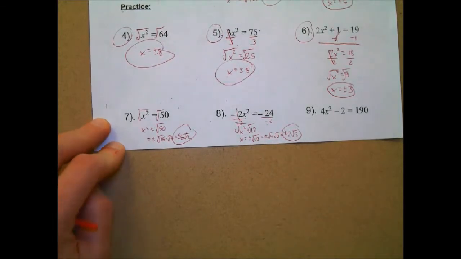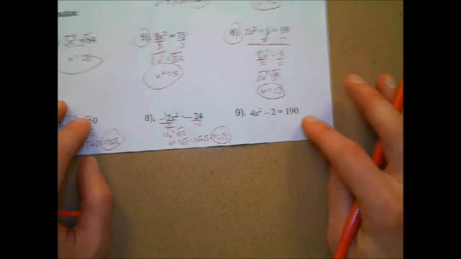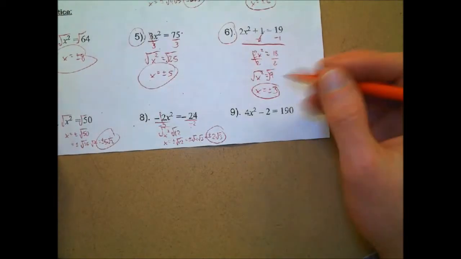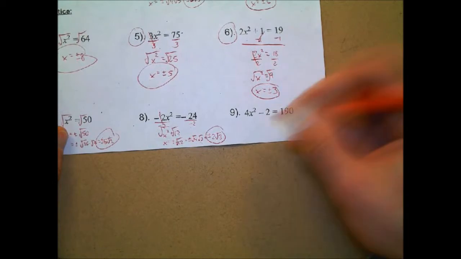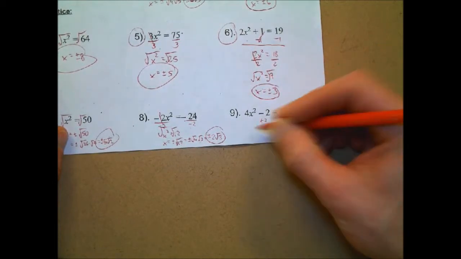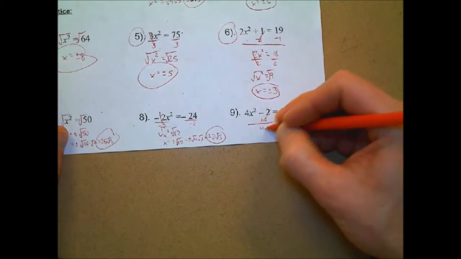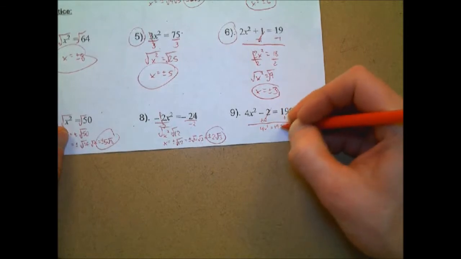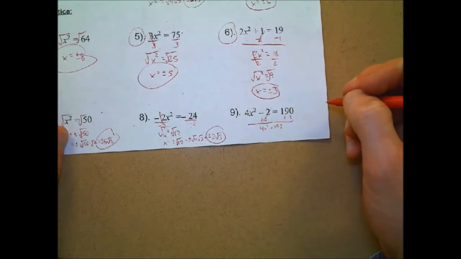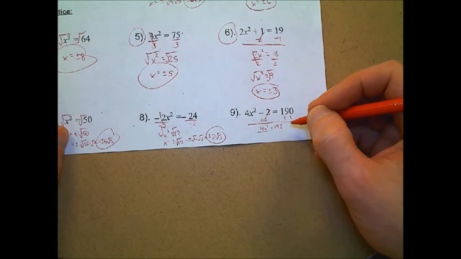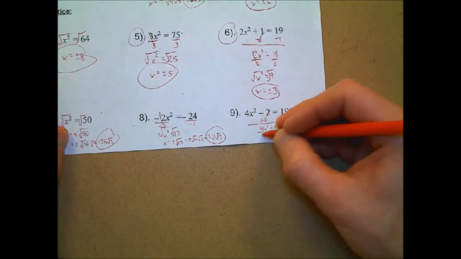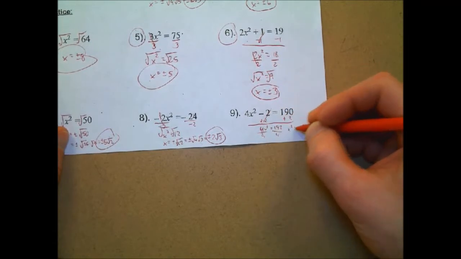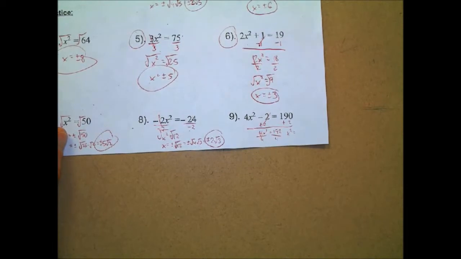All right, last one here, number 9. What's our first step? Anybody? Add 2 to both sides. 4x squared equals 192. Then divide by 4. We get x squared equals 192 divided by 4, 48.